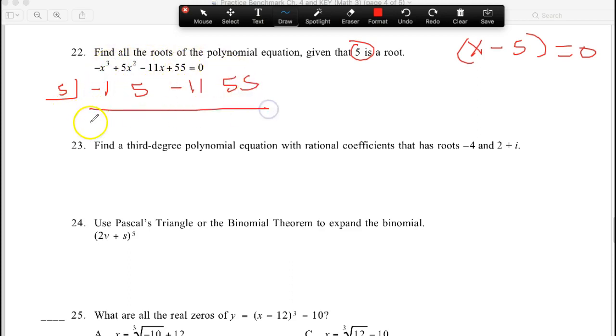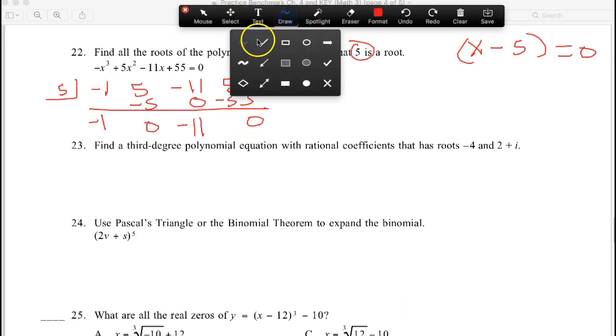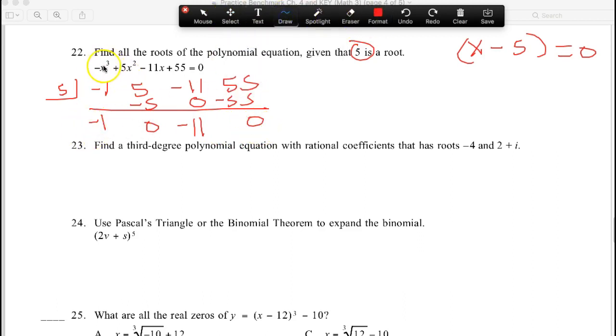Go ahead and bring down the negative 1. Negative 1 times 5 is negative 5. Bring that down 0. 0 times 5 is 0. Bring this down negative 11. Negative 11 times 5 is negative 55. Bring it down, I get 0. It is a divisor. Sorry, they're all divisors. It is a factor, I should have said, instead of a divisor. It is a factor. So now I can go ahead and write the depressed polynomial, one less.